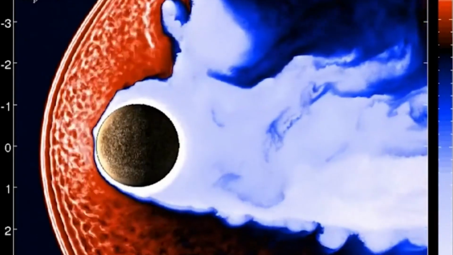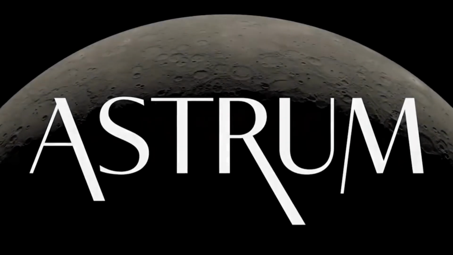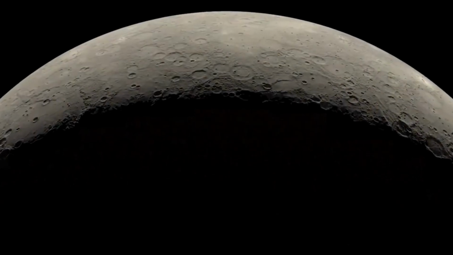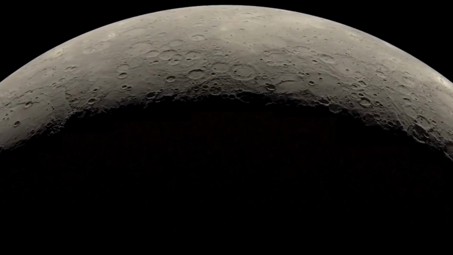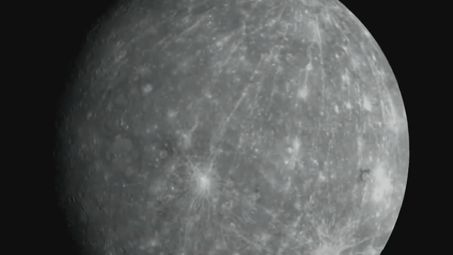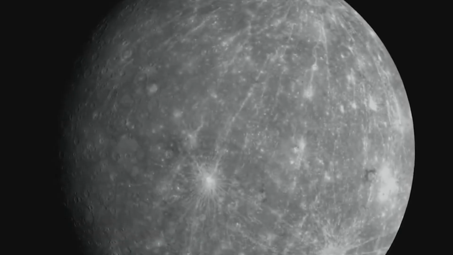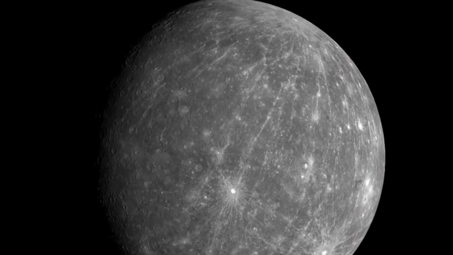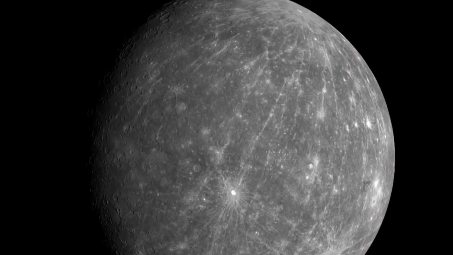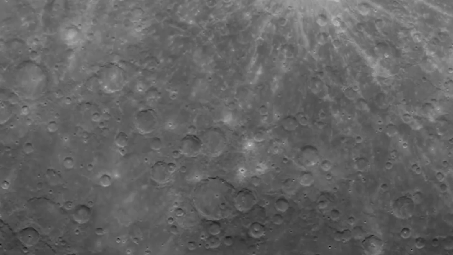If Mercury were the same size as Earth, its surface gravity would be very similar. But because it is much smaller, its actual surface gravity is only about 3.7 meters per second squared. Despite its size, this value is surprisingly close to the gravity experienced on Mars. Even though Mars is significantly larger, this tells us something important. Mercury's interior must be extremely dense, dominated by a large metallic core.